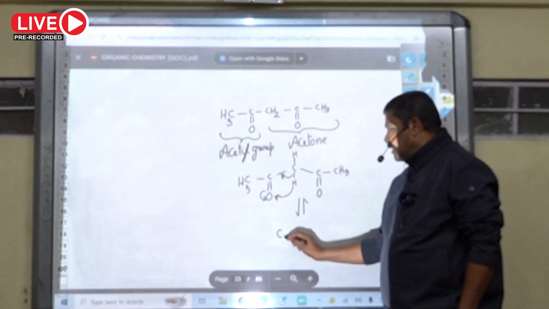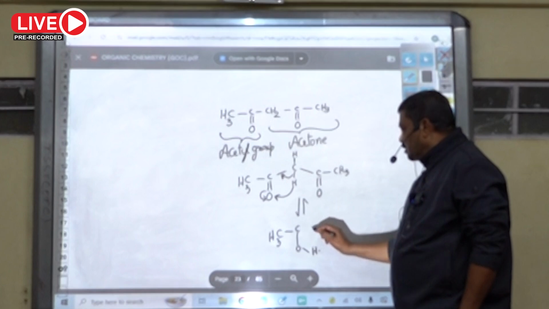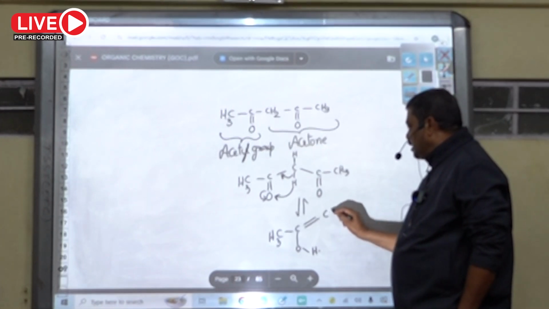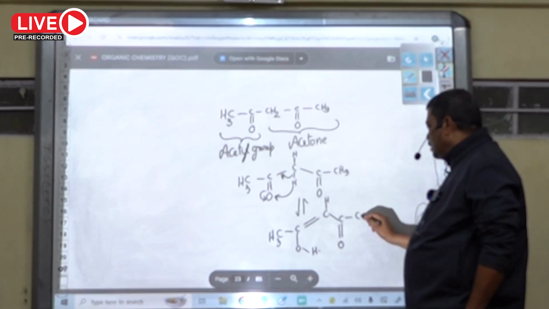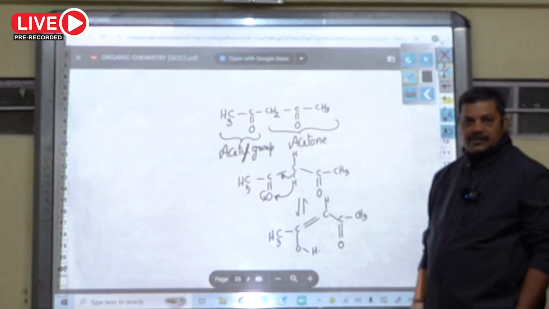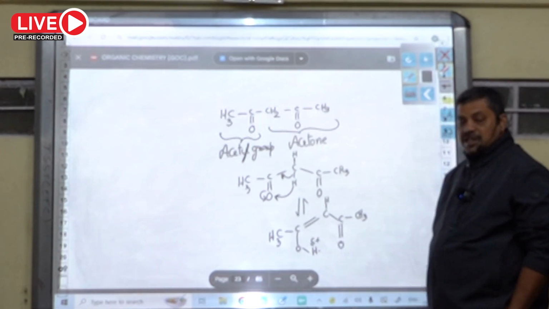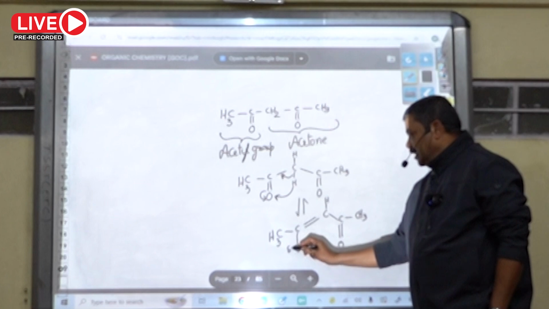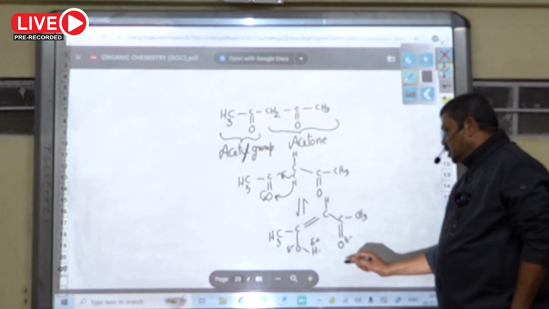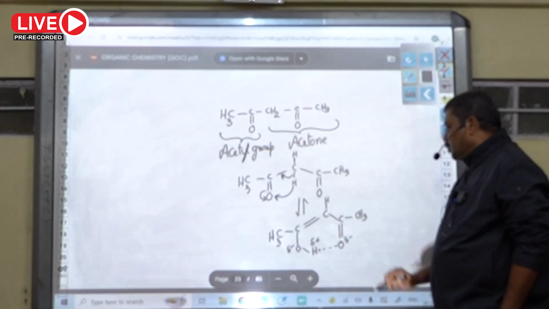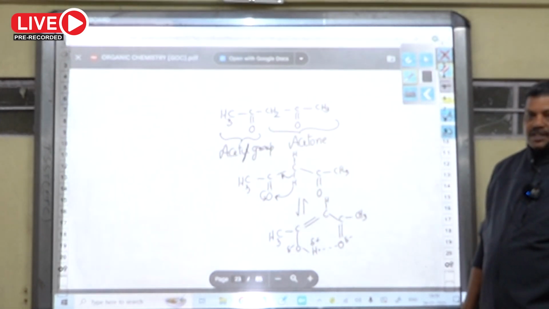So if you write this, CH3 becomes C(OH) double bond CH, C double bond O, CH3. Now this OH group contains H as partial positive and O as partial negative. Here the double bond O also contains partial negative charge. So this partial positive H and partial negative O develop a weak electrostatic force which is called hydrogen bonding.